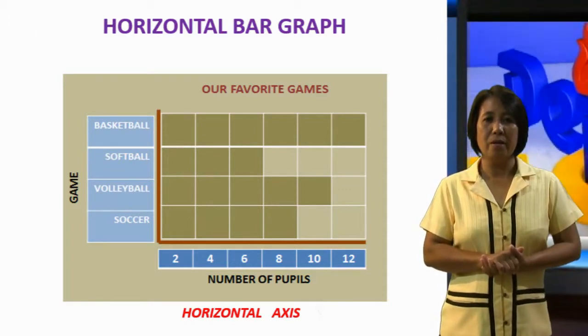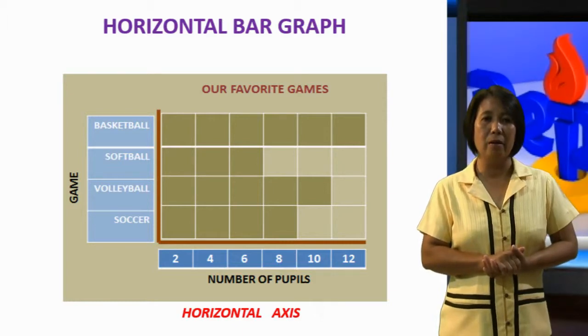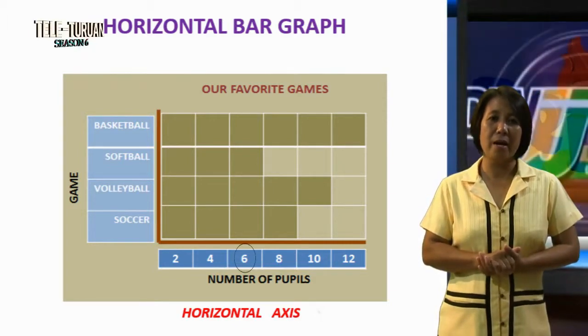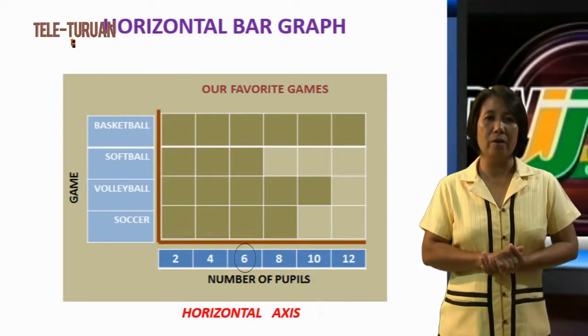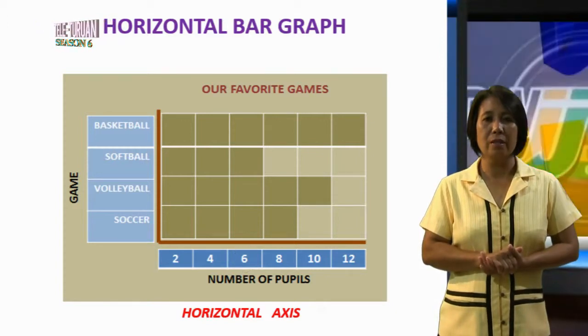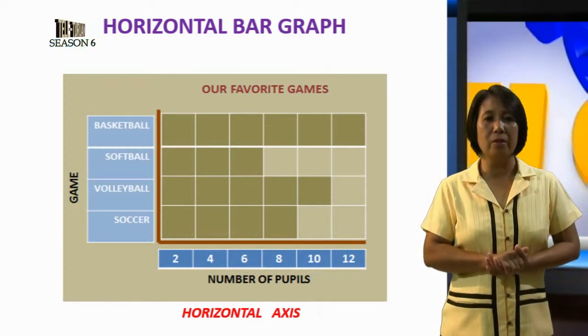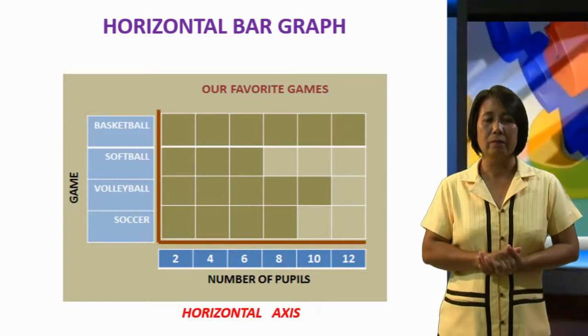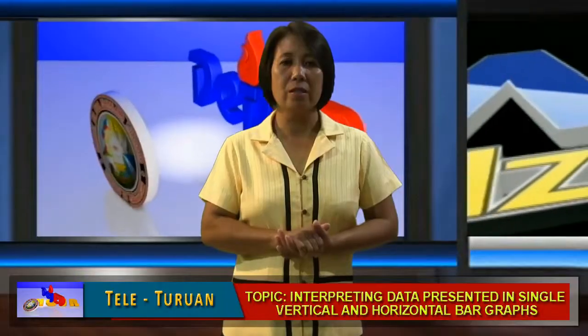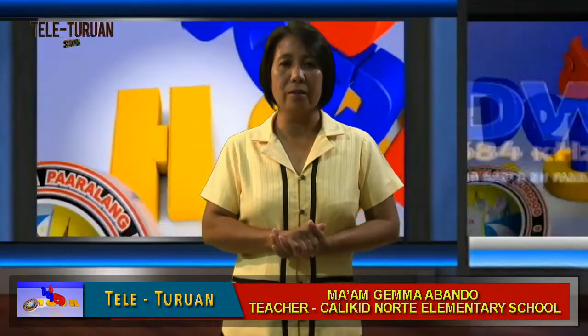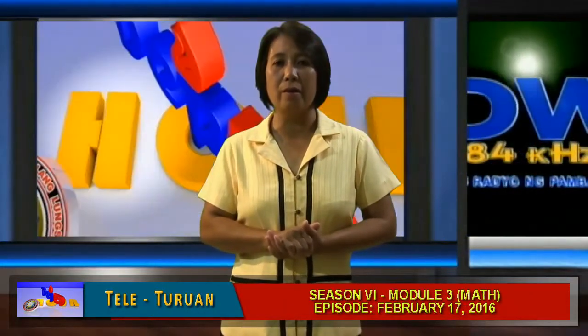Now, can you tell me how many pupils like softball? 6 is right. The bar ends on number 6, which tells us that there are 6 pupils who love softball. Those are just some questions that a bar graph can answer accurately. So tonight, we have learned about interpreting data presented in single vertical and horizontal bar graphs.